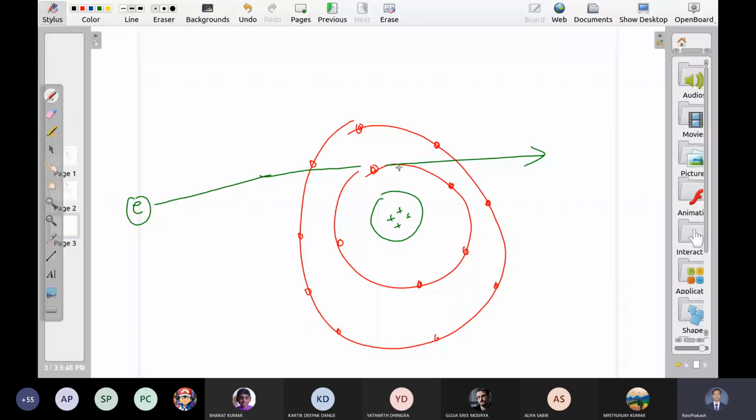So what happens in this process? When an electron gets out, we have a vacancy here, and other electrons try to fill this vacancy. So we may receive an electron from, so this is K shell, this is L shell. Similarly, we have M shell also.